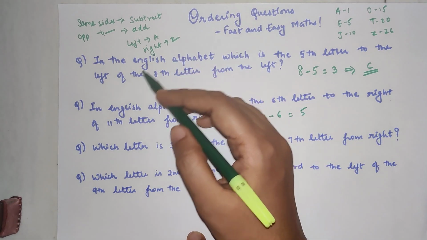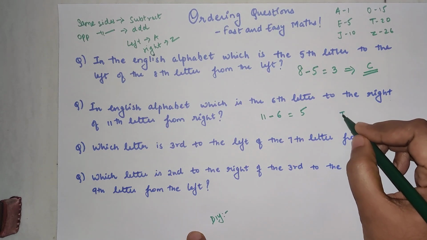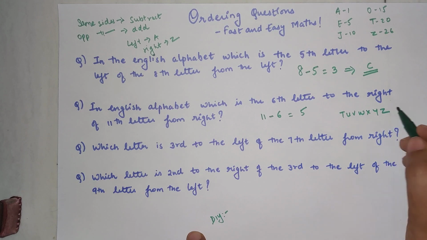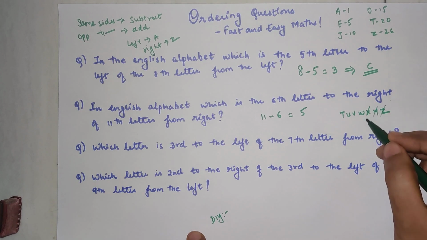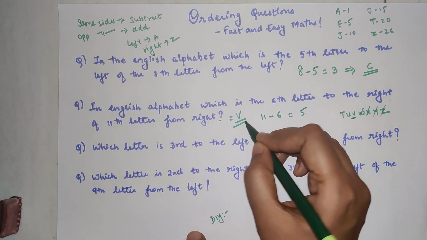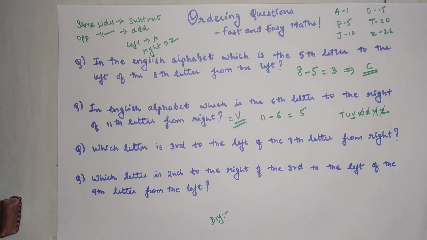If it is right, it means you are starting from Z. So now we know that T, U, V, W, X, Y, Z. So the 5th letter from Z is 1, 2, 3, 4, 5. So the answer for this one is V. I hope you all are understanding how to do these kinds of questions.